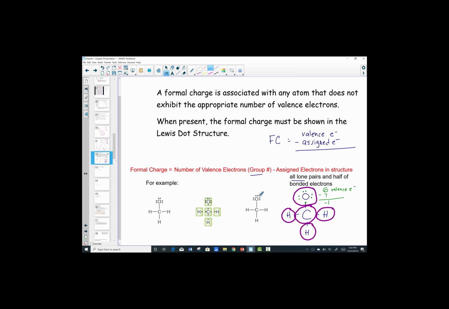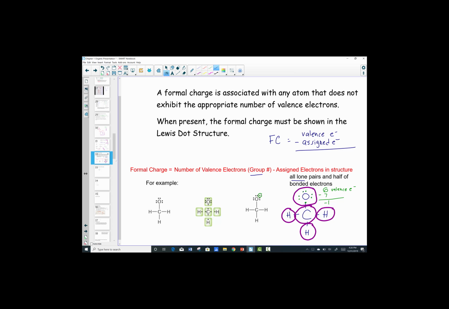And notice how they're showing that as part of the actual dot structure in that answer. The formal charge of negative is placed right on the oxygen's elemental symbol in this compound. And it happens to be the only atom with a formal charge.